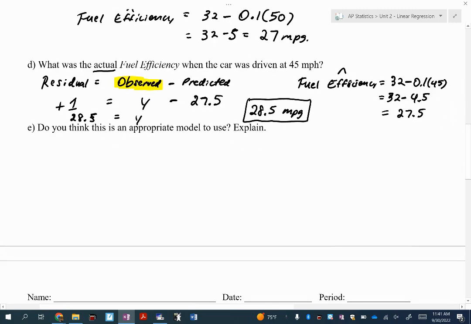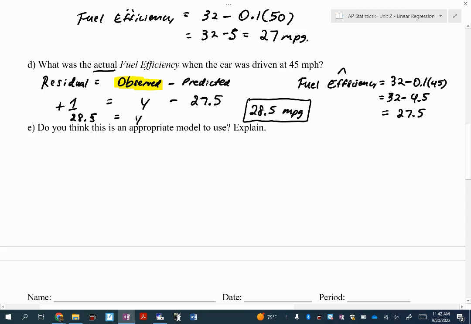No, that's the residual. So here's what that means. When I'm driving 45 miles per hour, my residual is plus 1, which means I'm actually getting 28.5 miles per gallon for my fuel efficiency. The model thinks I'm only getting 27.5. So I'm not actually getting 1. I'm actually getting this. The model thinks I should be getting this. So when you subtract, you get a positive 1 residual. That's where that comes from.